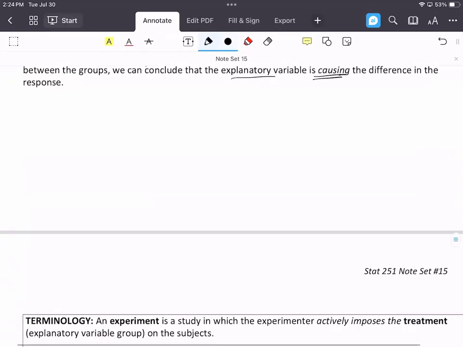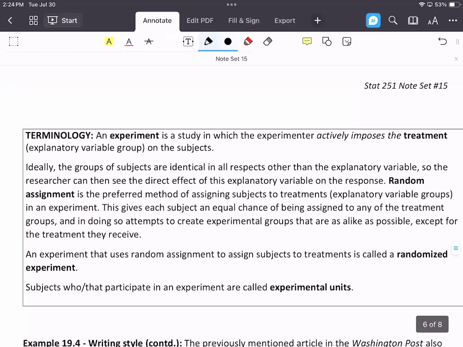So what does this mean? We're looking at this case an experiment versus an observational study. An experiment is a study in which the experimenter actively imposes the treatment, in other words, that explanatory variable group on the subjects. Ideally, the groups of subjects are identical in all respects. Now, we can't have them absolutely identical. People differ. Everyone is a little bit different from everyone else, but we're going to get them as close as possible. So the researcher can then see the direct effect of the explanatory variable on the response.